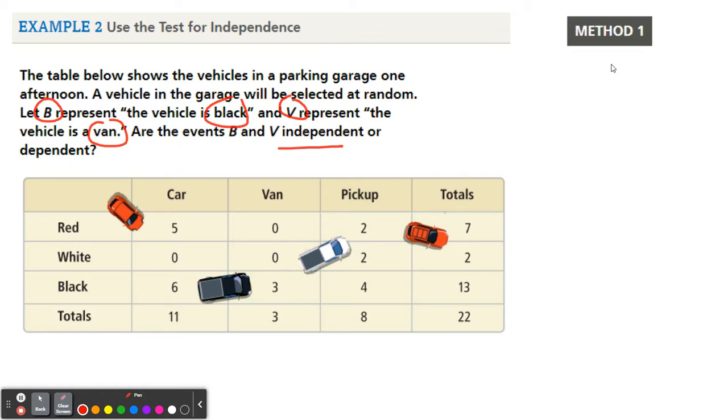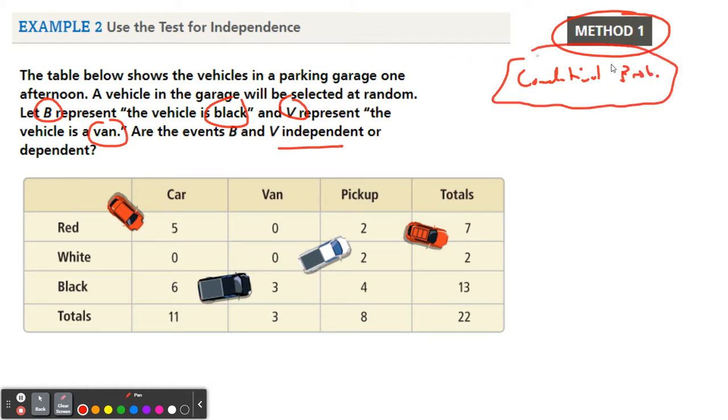Okay, so I'm actually going to introduce two methods to you. The first method we're going to use is the method we just learned, the conditional probability method. So we need to test to see if the probability of B given A is equal to the probability of B. If that is the case, then we're good. Now it doesn't matter what is B and what is A.